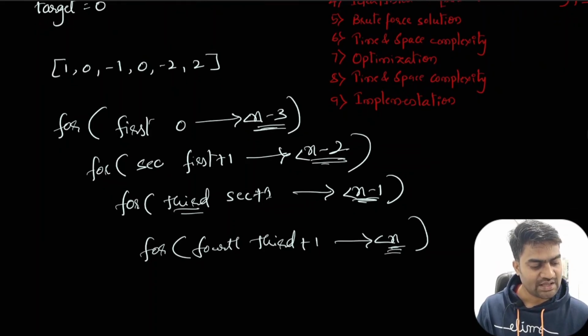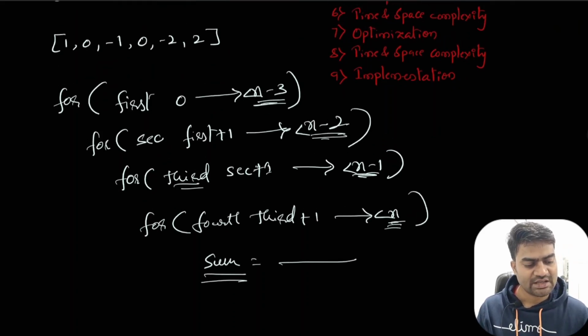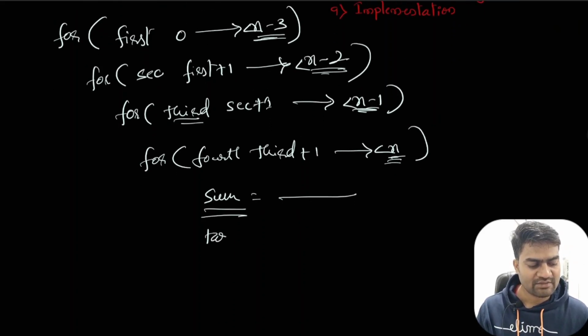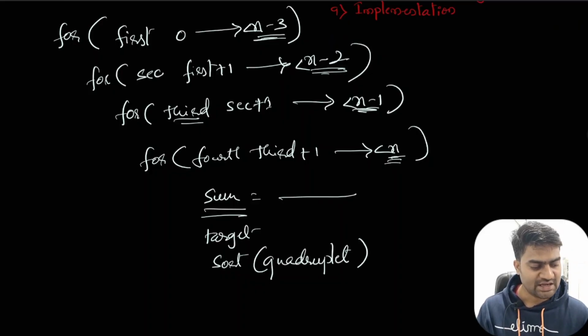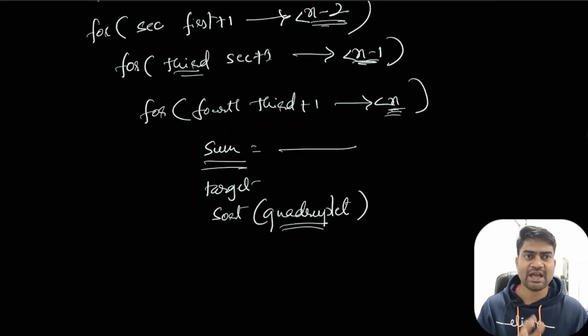Then I will find the sum. If my sum is equal to my target, then I will sort the quadruplet. Then I will check if it is unique, and if so, I will store it in the quadruplets list. Okay, so this is exactly the same as the brute force we saw for the threesome problem. So if you have already watched that, then it is pretty much straightforward.